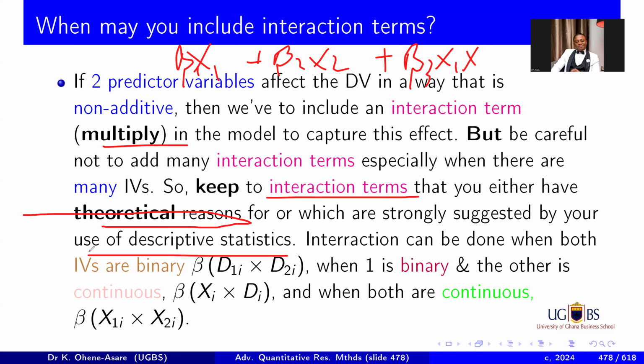Interaction can be done when both independent variables are binary. That's really good; you can do that when that is so. But you can also do that when one is binary and the other is continuous, like the education we just did, where one is continuous and the other is a dummy. And then when both of them are continuous, all of these are possibilities. Why would you interact them? The reason you will normally interact them is that you believe they have some relationship with each other.